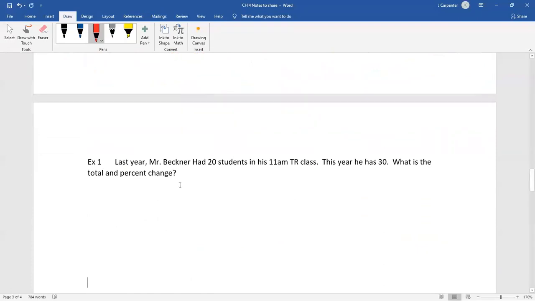Last year, Mr. Beckner had 20 students in his 11 a.m. Tuesday, Thursday class. This is just arbitrary. This year, he has 30. What is the total and percent change? So you've got to have organized which one's the new and which one is the old, which one comes first in time. Well, last year, 20, that's the old. Oh, 11 a.m., that's the new, right? No, 11 a.m. is just a label. This year he has 30, that's the new.